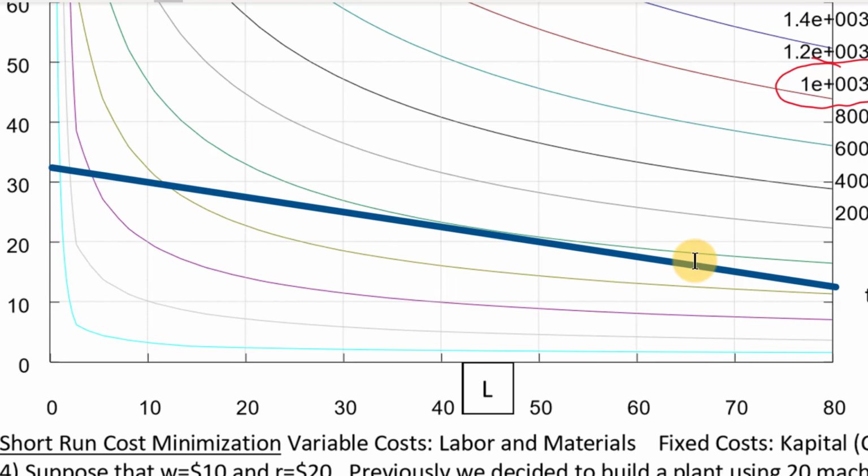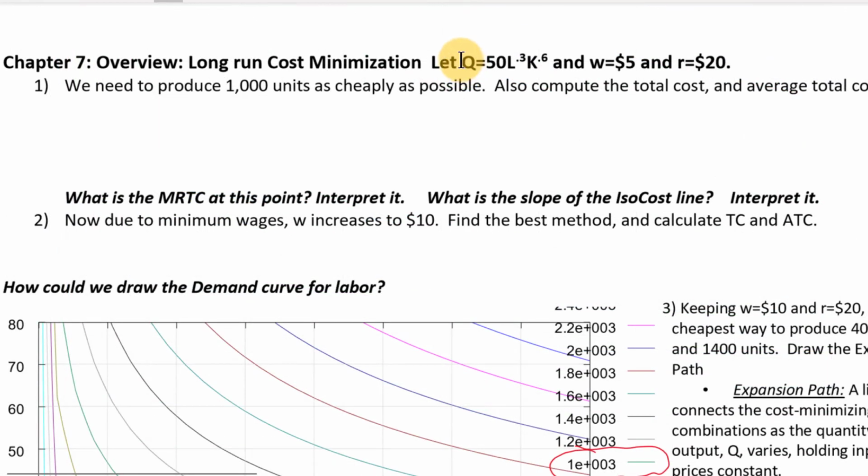So now that we understand what we're going to be doing, let's go set up the equations and knock them down. So again, here's our production function, price of labor and capital. We need to produce 1,000 units as cheaply as possible. Now before we get going, let me just mention that what we're doing here would be called a long-run cost minimization problem, because we're assuming that both of our inputs are variable.